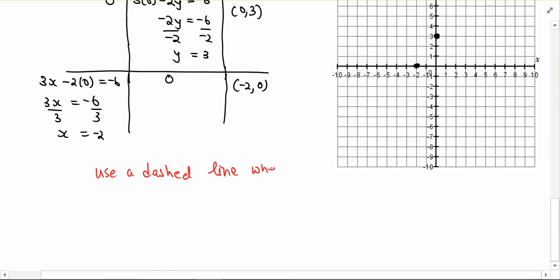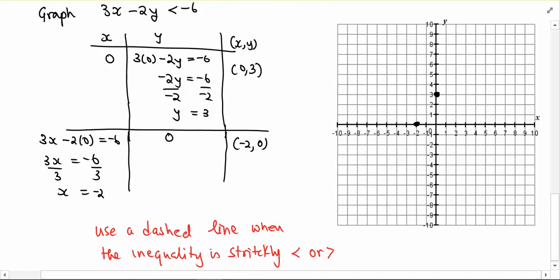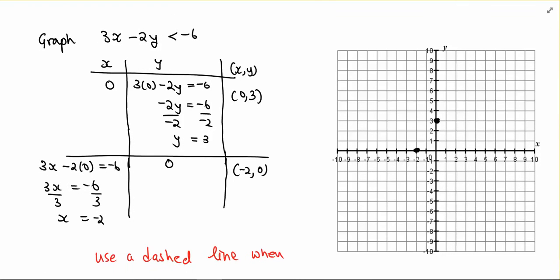So use a dashed line when the inequality is strictly less than or greater than. Okay, so I'm going to draw my line, but it's going to be a dashed line. Let's see if I can draw this halfway decently. All right, so I'm trying to draw this relatively nicely. So there is a dashed line.